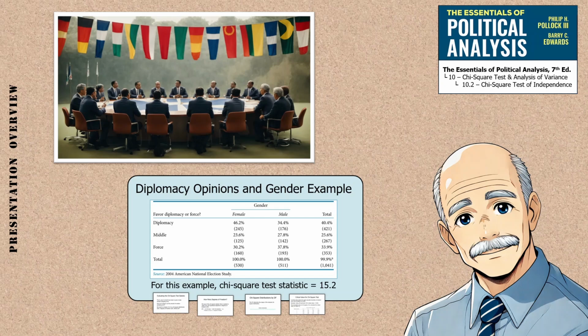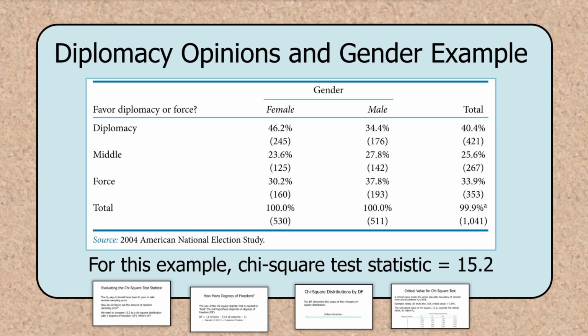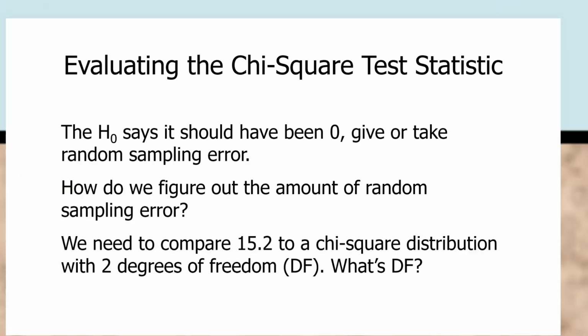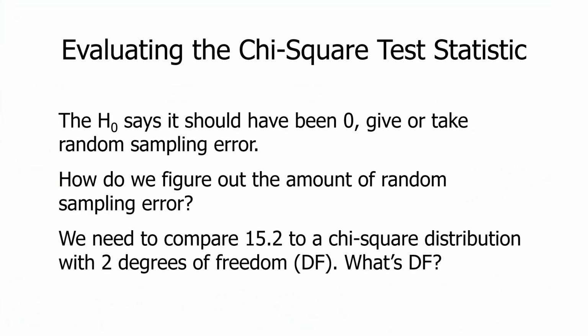The overall statistic for the table is determined by summing up all those cell-by-cell calculations. All right, now so we add all those cell-by-cell calculations up. We add them up and we get an aggregated summed value of 15.2 for all those numbers. So what? The null hypothesis says it should have been 0, give or take random sampling error.